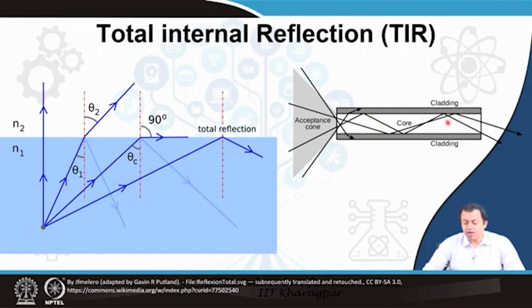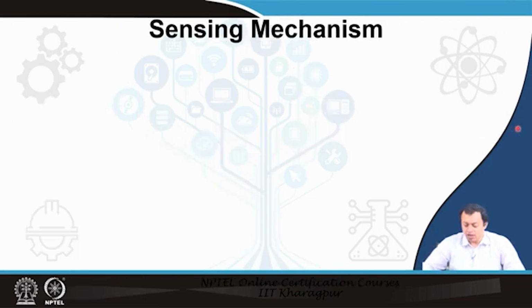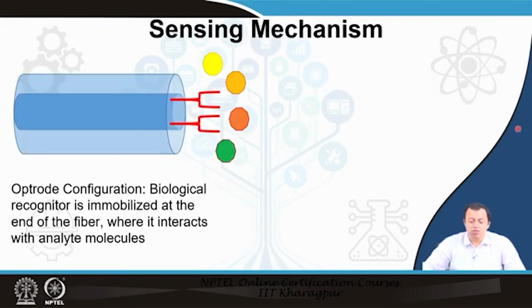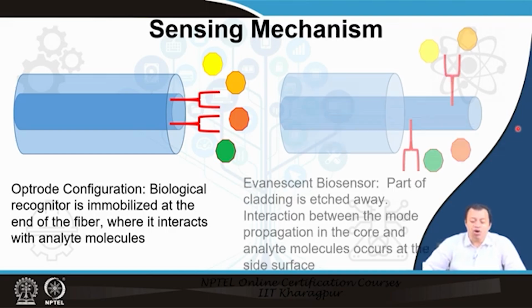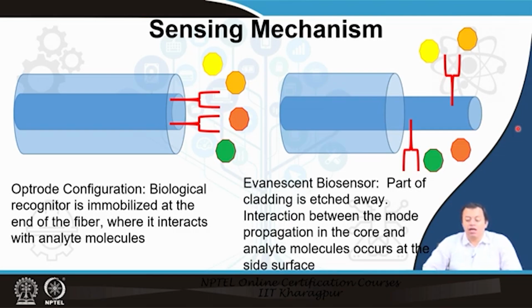Light simply bounces back from one end to another end and passes in a total reflection mechanism. So, what we do is that we put specific antibodies at specific ends of the optical fiber, the body of the core or the tip of the core. Specific antibodies for specific antigens will get attached.